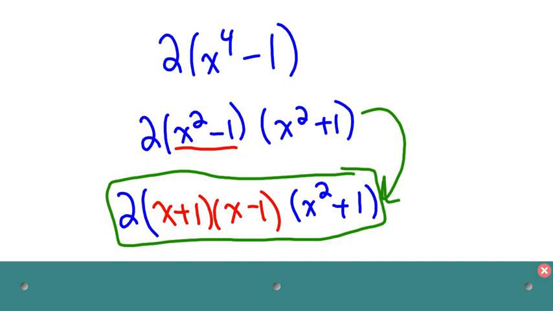Okay, so again, we're adding section 2.2a and 2.2d, putting those two together into one type of problem. So multiple steps of our factoring here coming together.